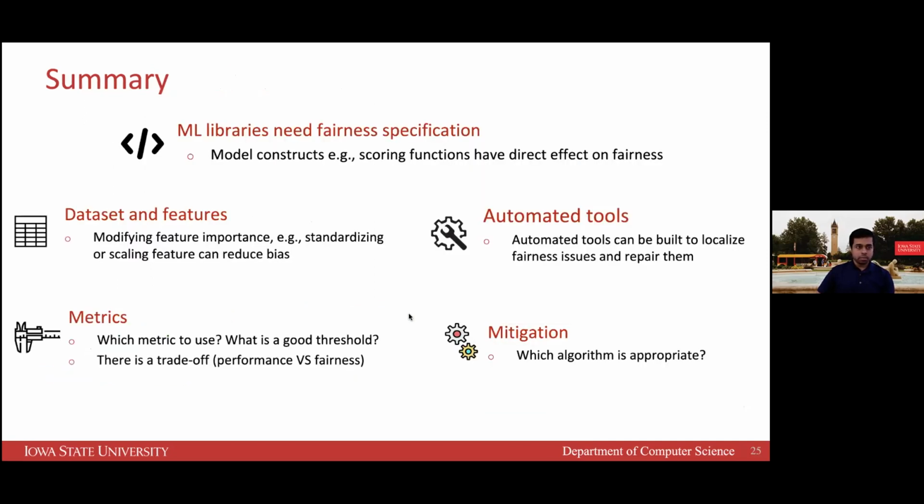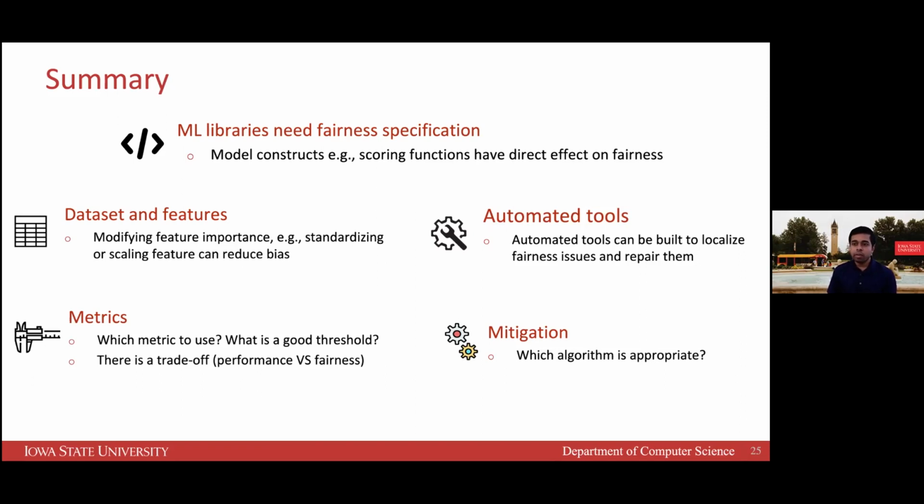So I'll try to summarize. The most important finding here is there is a large gap between fairness research and practice, and we need more library support and specification to control model constructs. Also, until now, it is not very clear what is a good fairness threshold and which metric to use for a given task. So this is a problem of requirement analysis, and further research would be necessary in that direction.